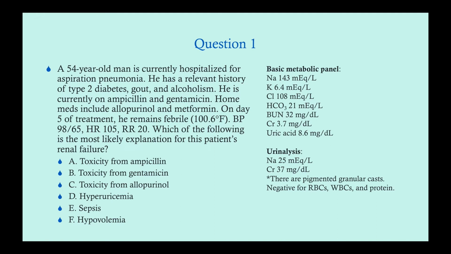We'll start out with question 1. We have a 54-year-old man currently hospitalized for aspiration pneumonia. He has a relevant history of type 2 diabetes, gout, and alcoholism. He's currently on ampicillin and gentamicin. Home meds include allopurinol and metformin. On day 5 of treatment, he remains febrile at 100.6 degrees Fahrenheit. Blood pressure 98/65, heart rate 105, respirations 20.